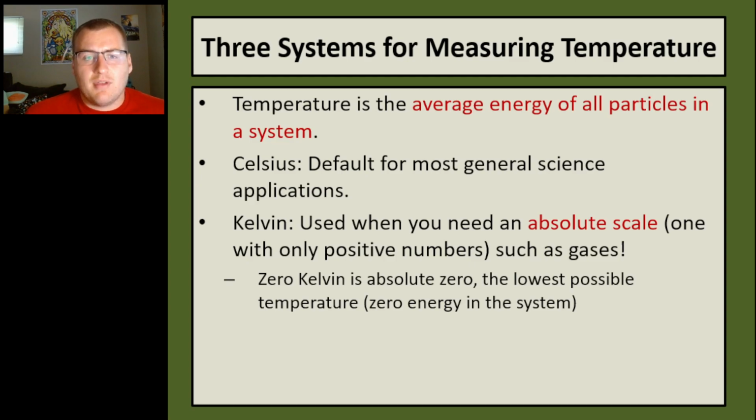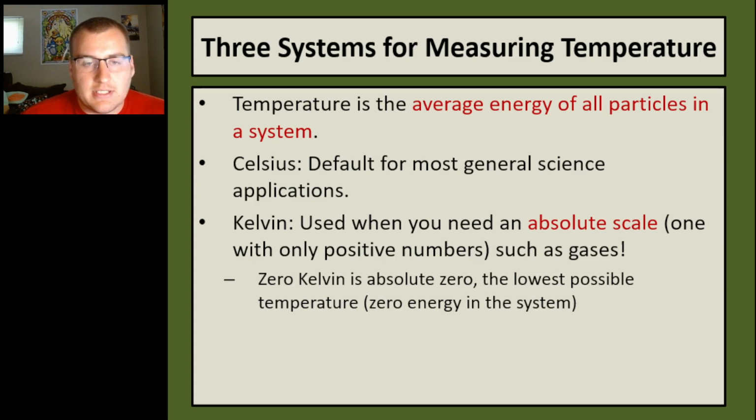Now, most of the time, we'll use Celsius as our scale to measure temperature, but we also will use Kelvin a lot too. Kelvin is technically the SI unit when you need an absolute scale. Kelvin is useful because there are no negative Kelvin temperatures, which makes a lot of math a lot easier to solve. When we talk about gases, everything will be in Kelvin, right?